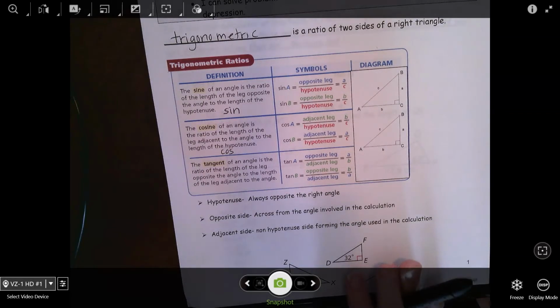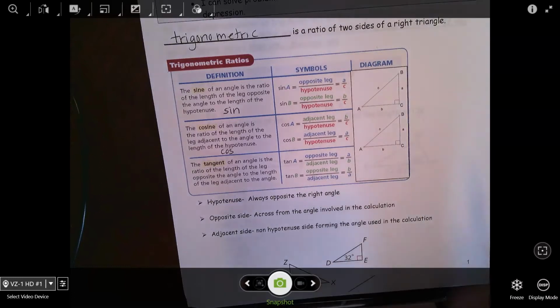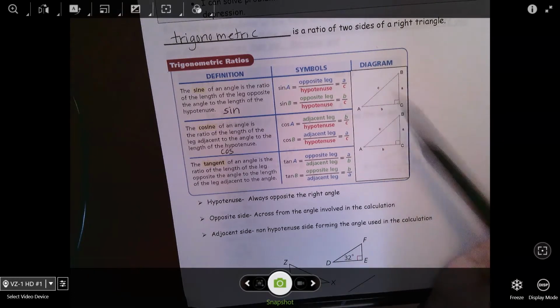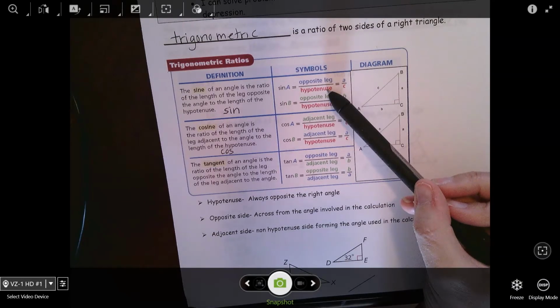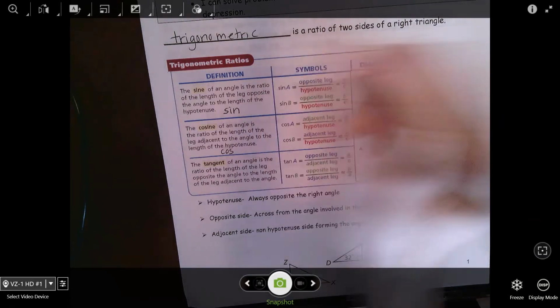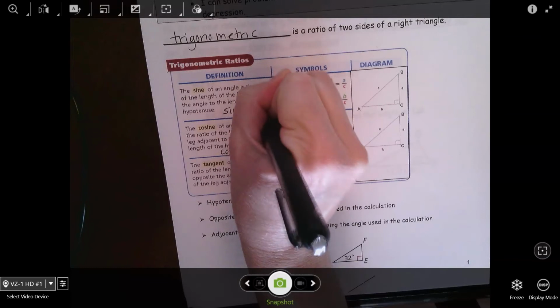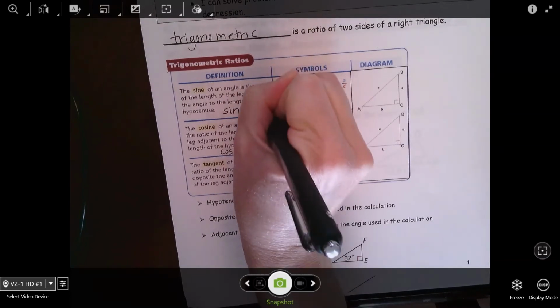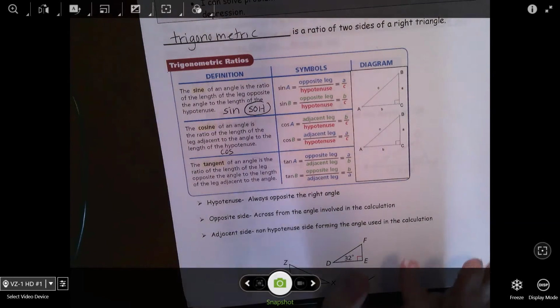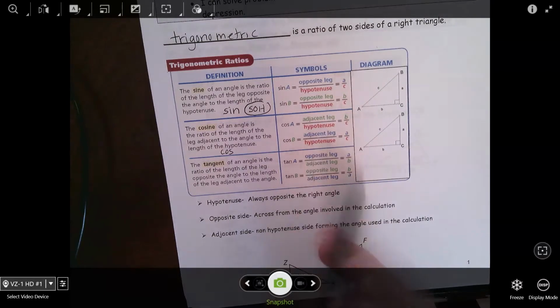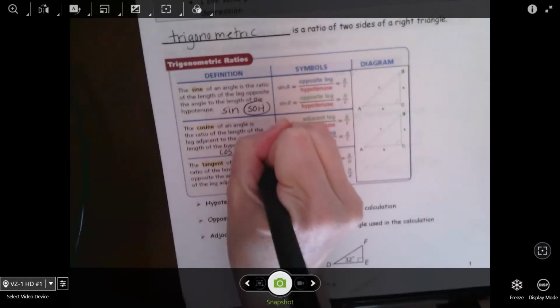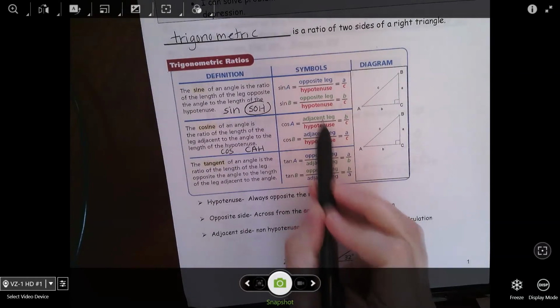Okay, you have sine. Sine is the ratio of the opposite leg to the hypotenuse. We all know where the hypotenuse is. We've been doing that for a long time. You have the hypotenuse, which is opposite the right angle. So for sine, that's the opposite leg over the hypotenuse. That's where the SO comes in. That's why I had the SO on my door. Cosine is going to be the adjacent leg over the hypotenuse. So that's where the CAH comes in.